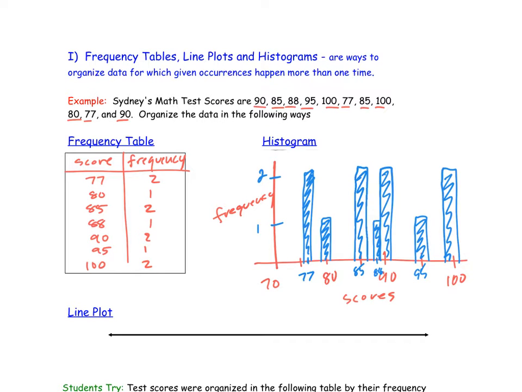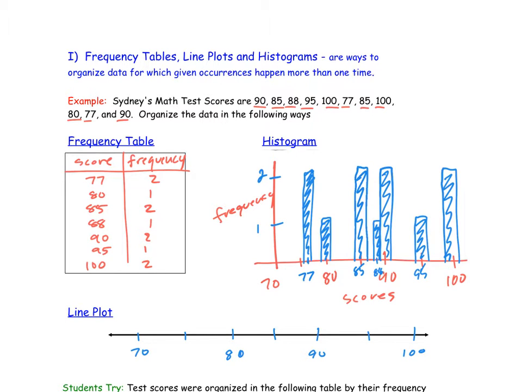A line plot is a similar set of data, so it's going to be kind of the same thing. I'm going to start my graph at 70 and go up. Let me backtrack a bit here so I can make this. Instead of a bar, you just put dots or X's.